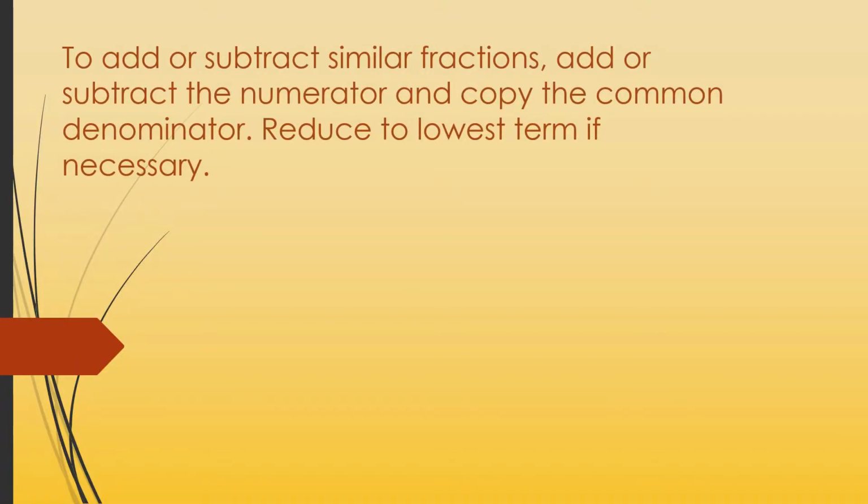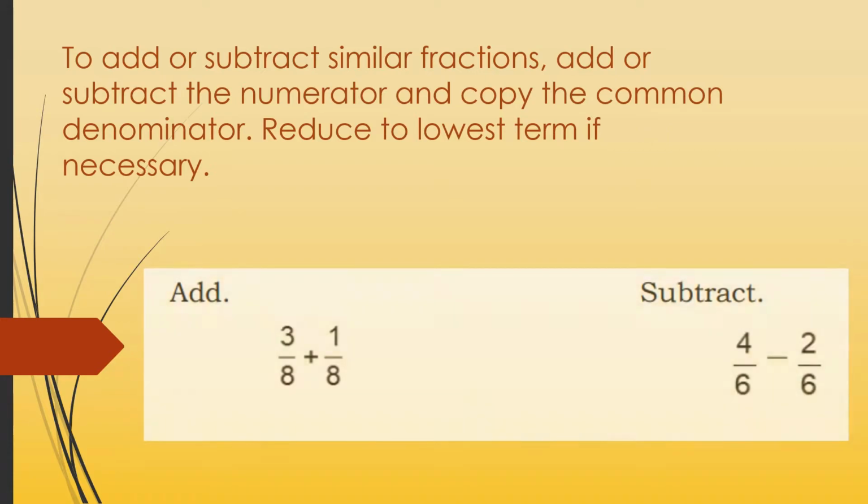To add or subtract similar fractions, add or subtract the numerators and copy the common denominator. Reduce to lowest term if necessary. When we say similar fractions, those are fractions with the same denominator. So let us add 3 over 8 plus 1 over 8, and then for the second given, let us subtract 4 over 6 minus 2 over 6.